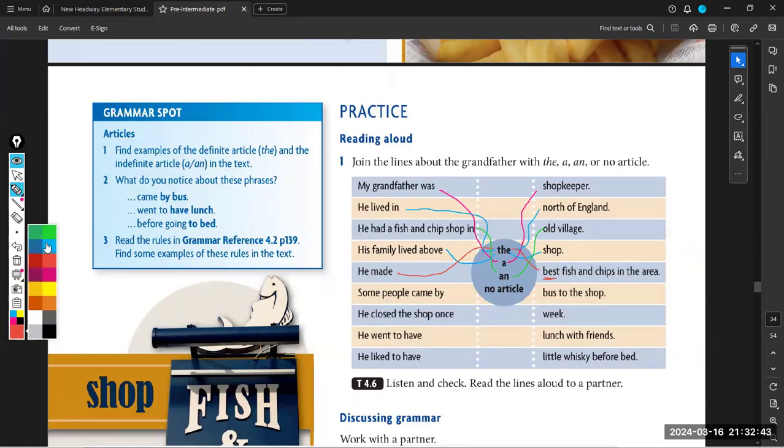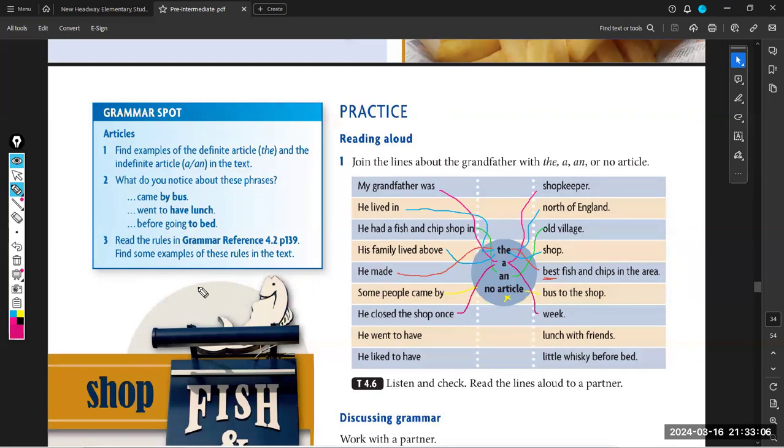Okay, some people came by bus to the shop. No article. So please, I need you to be careful, because if you want to say by bus, by bike, by car, you don't have to use any article at all. Okay. He closed the shop once a week. Once a week, exactly. Once a day, once a week, a month, a year.